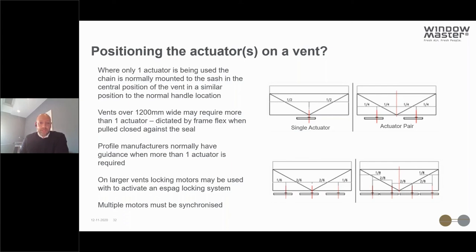windows, we may need to look at locking motors to drive Espagnolet locking systems, or it may be a case that it's acceptable to use more than one actuator. So if it's a single actuator, typically the chain would be mounted on the sash in the center of the window, and at equal spacing, quarter spaces for a pair of actuators, and so on. And there's some good guidance within our installation manuals for that. If, of course, there's more than one actuator, it's really important that those actuators are synchronized on the window so they don't skew the sash, and our actuator technology enables that very simply through the cabling arrangement.